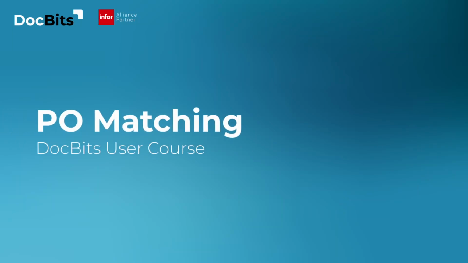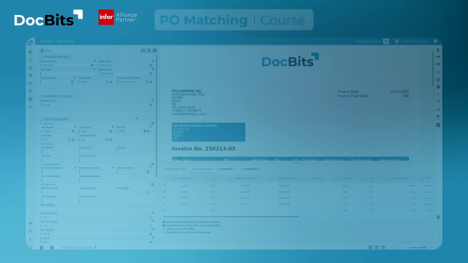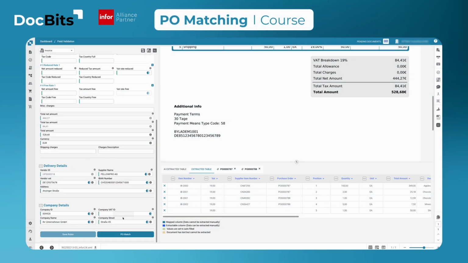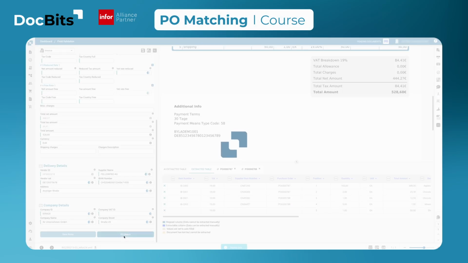In this video, we'll explain how to perform order matching in DocBits, how to navigate the interface, and how you can utilize our AI for this process. Once you have fully validated an invoice, you can click on PO Match at the bottom, which will take you directly to the PO matching module.